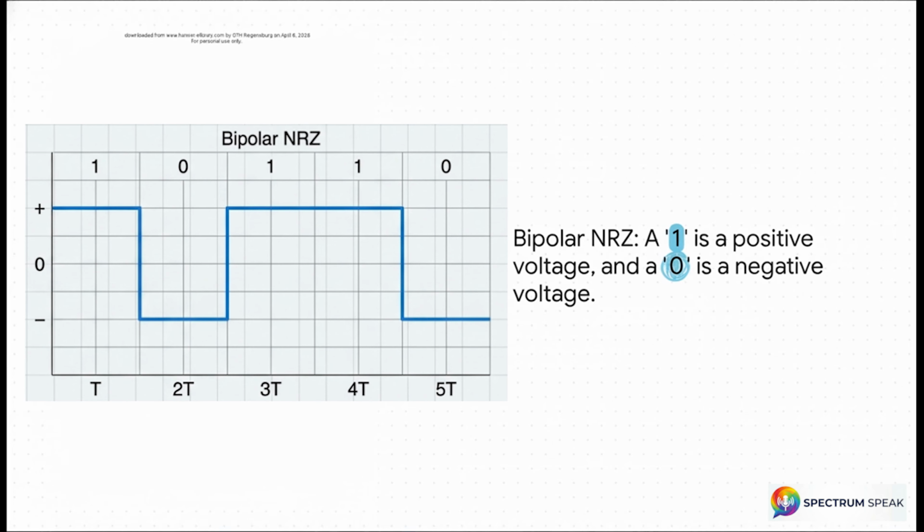All right, now let's look at the bipolar version using that exact same data stream. The 1s are still represented by that high positive voltage, but look closely at what happens for the 0s. Instead of just dropping to 0, now the signal swings all the way down to a negative voltage. It's a much more dynamic way of representing the data.